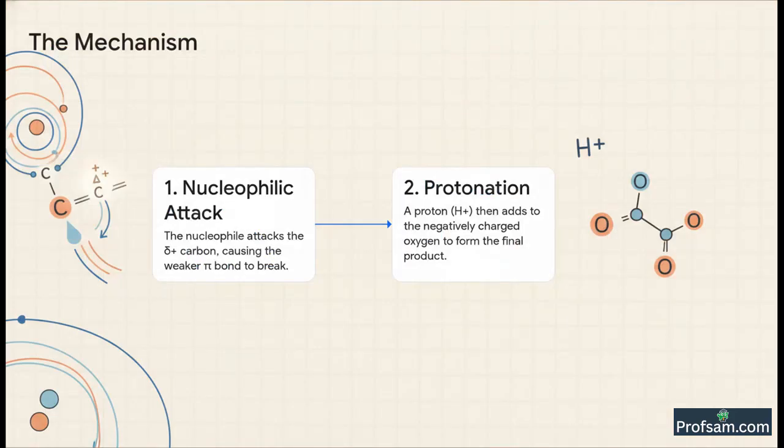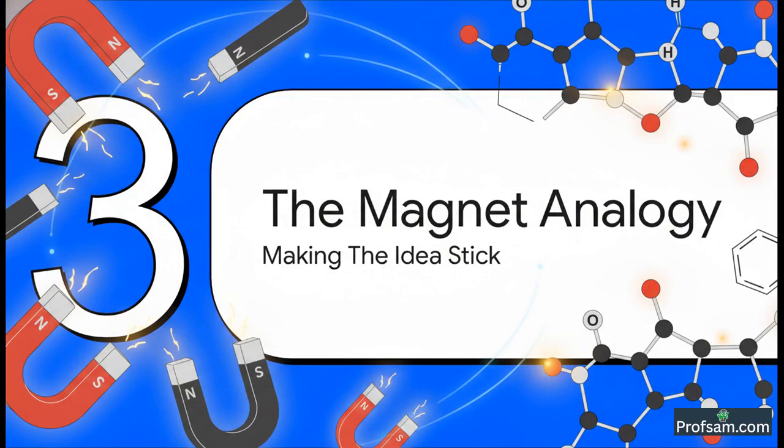Just think of it like a simple two-step dance. Step 1, the nucleophile, rich with electrons, comes and attacks the delta-positive carbon. This attack is so strong it breaks the weaker bond of the double bond, that is the pi bond. The electrons from that broken bond jump onto the oxygen atom. Step 2. The oxygen now has a negative charge and is unstable, so it quickly grabs a proton, H+, to become stable. That's it. Attack, then stabilize. This two-step mechanism is the absolute key to understanding this chapter. Please pay close attention.